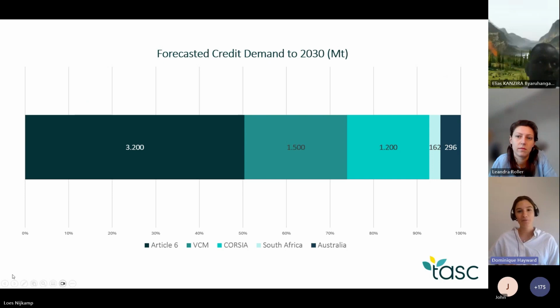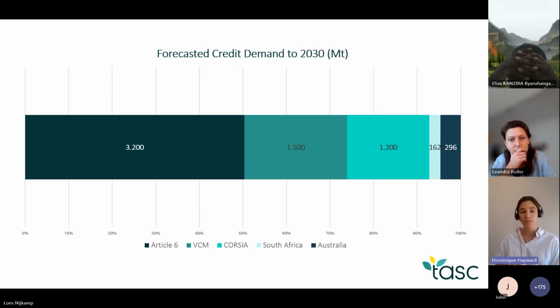So these are the markets where we believe this forecasted demand is going to come from. From right to left, on the very right-hand side, it's the expected demand arising out of Australia's compliance and voluntary schemes. This is expected to be around 296 million tons. And thereafter, we have demand arising from the South African carbon tax at 162 million tons.